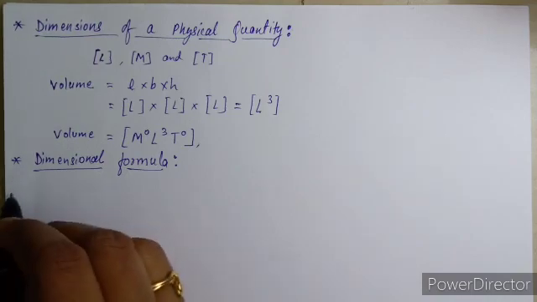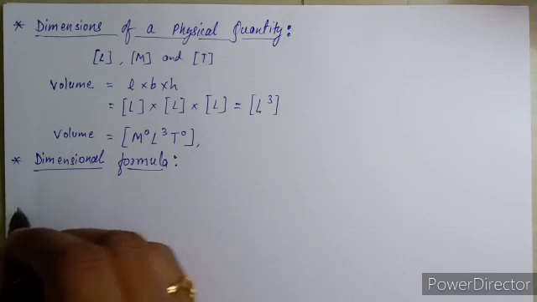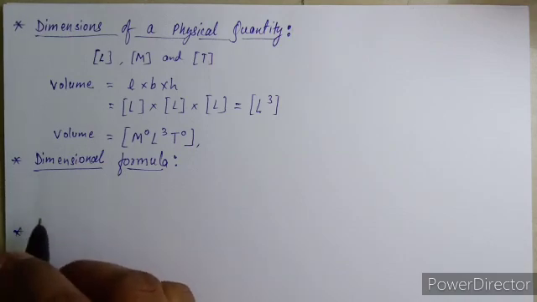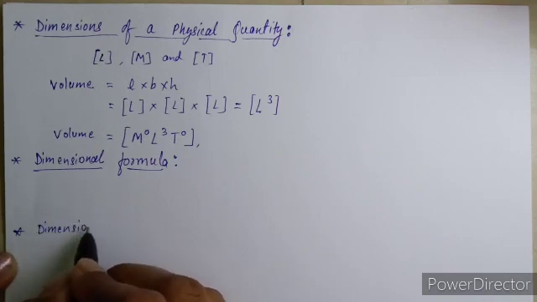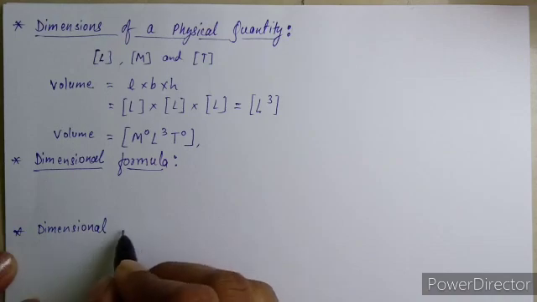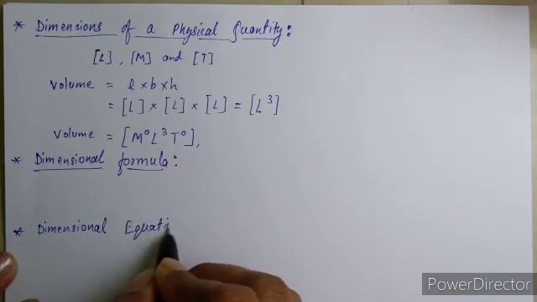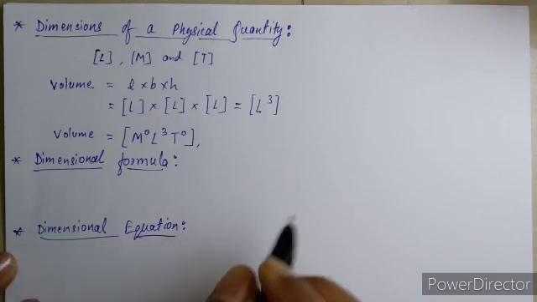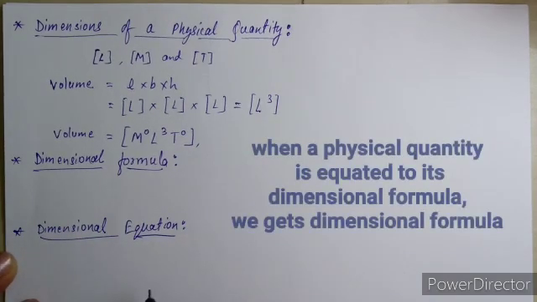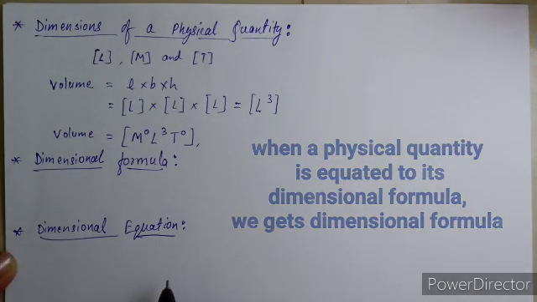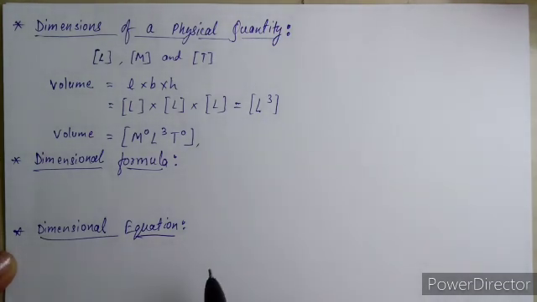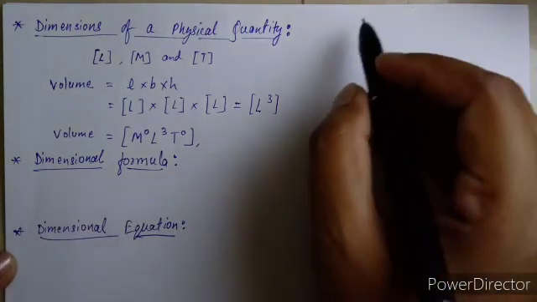And one more we will discuss. It will be dimensional equation. Dimensional equation: when the physical quantity is equated to its dimensional formula, we obtain the dimensional equation of the physical quantity. For this, let us take an example of velocity.